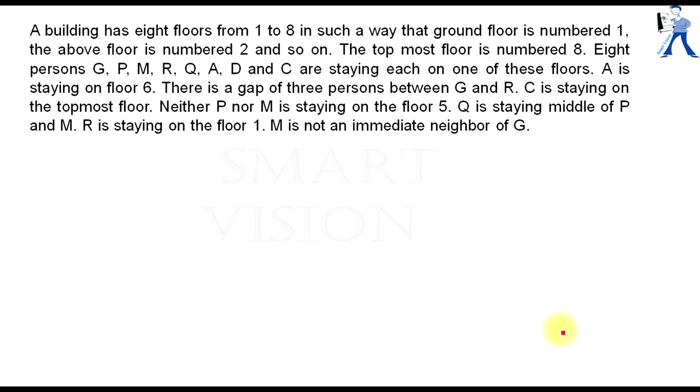The hints they have given, we have to use those hints and place the persons on each floor. So our hints start from here. A is staying on floor 6.